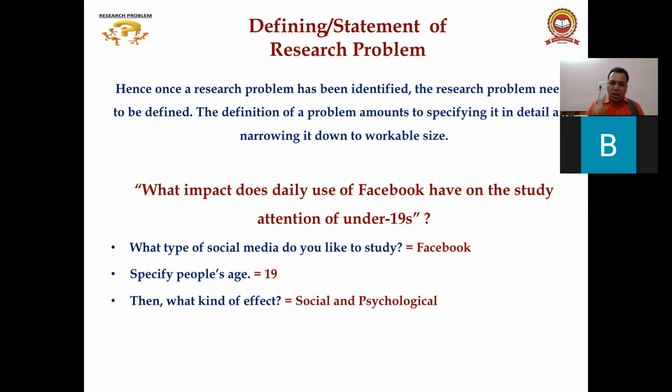Facebook. On what type of sample, on what type of population do I have to work? Under 19s, meaning adolescents, I have to work on adolescents. Third, what kind of effect do I want to see? I want to see the social or psychological effect. But guys, you have to write these questions in the defining or statement of the problem. You have to define it in 1 or 2 pages, with the first heading and then the subheadings.